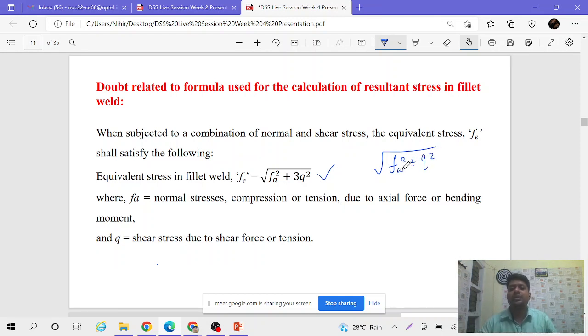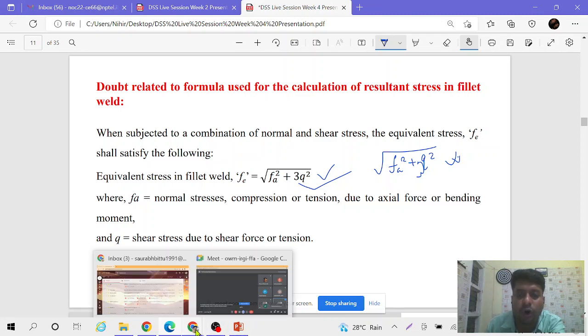So actually it is written by mistake. It might be possible that at the time of preparation of those videos, the TA who were working at that time made one mistake, that the 3 has been left out from here, and after that everything goes on based on this formula only in that lecture. So sorry for this inconvenience. Please adopt this formula when your fillet weld is experiencing normal and shear stress. So please follow.